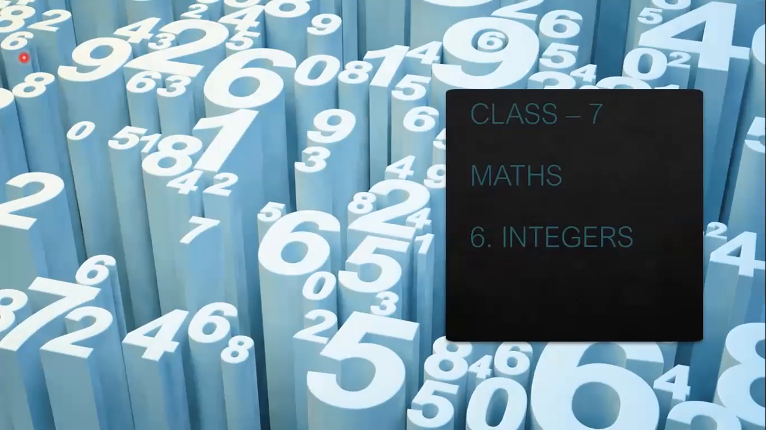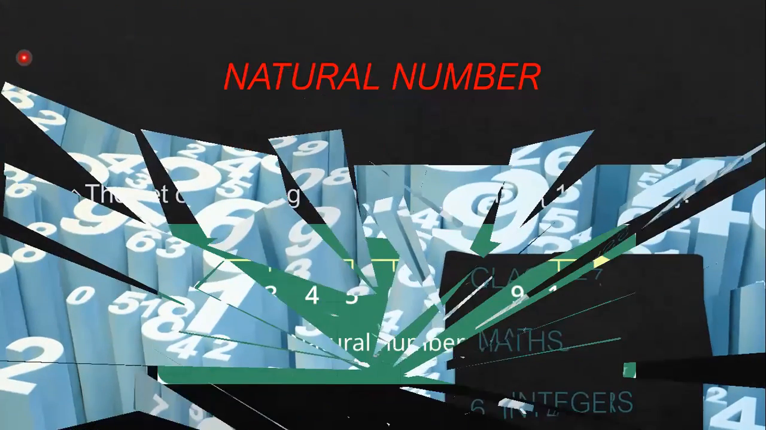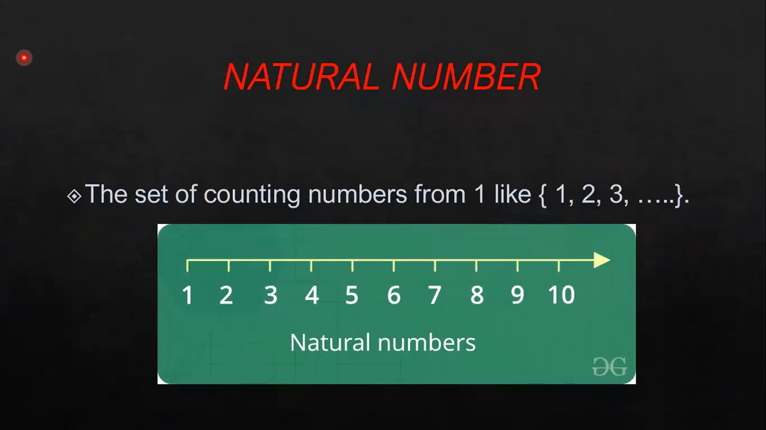Today's class we are going to learn about integers. So first let us learn the definition of natural numbers. What do you mean by natural numbers? The set of counting numbers from 1, like 1, 2, 3, 4, 5, 6, etc. So these are called natural numbers. That means the numbers which we use in our daily life: 1, 2, 3, 4, 5, 6. So these are called natural numbers.